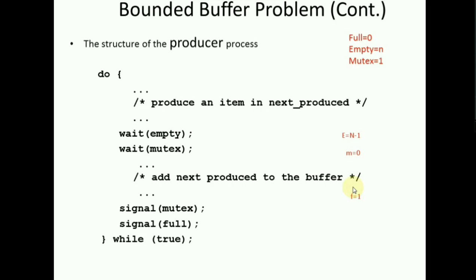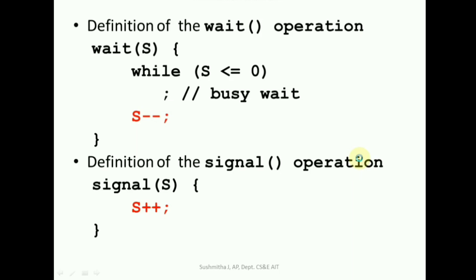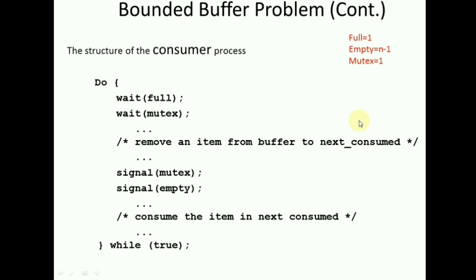Now let us see what is happening in the consumer process. So now this will be the input to the consumer process. In the consumer process, you can see there was one item that was added. So now full is 1. Empty is n minus 1 because one item is added. Now the mutex is again 1, allowing the consumer process to use the buffer.